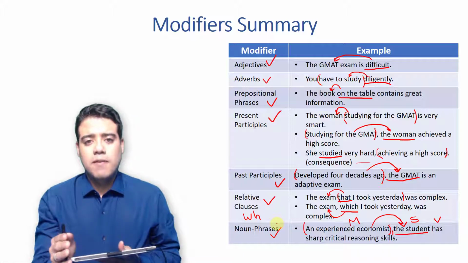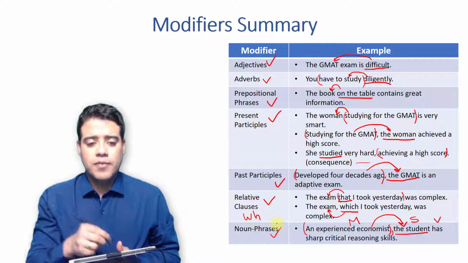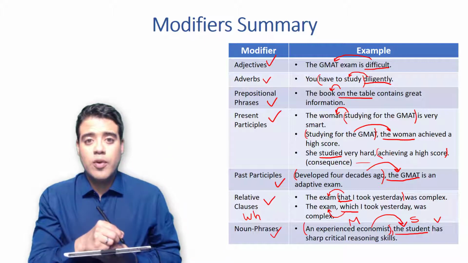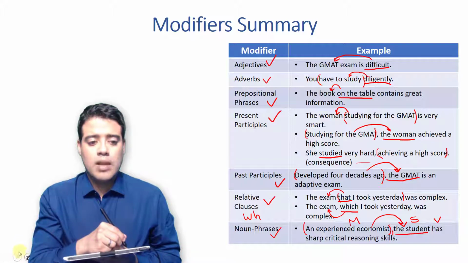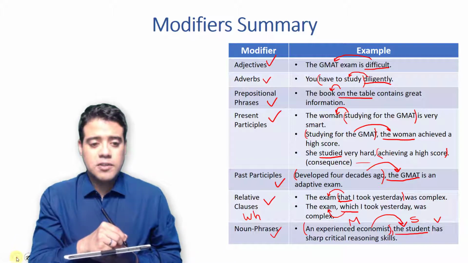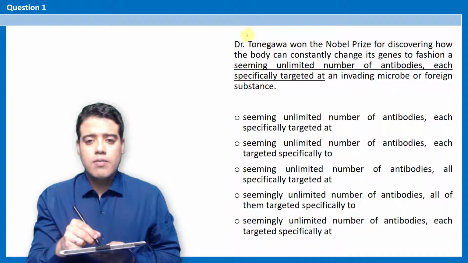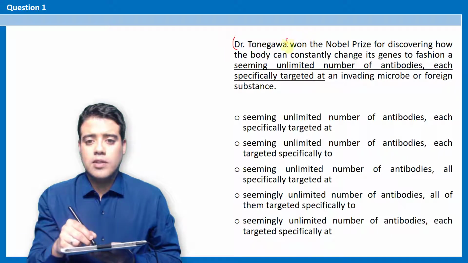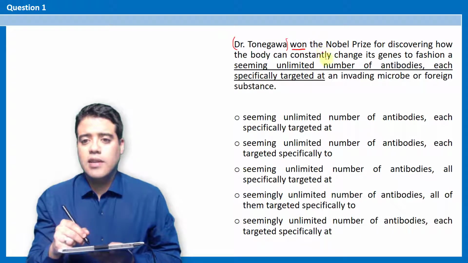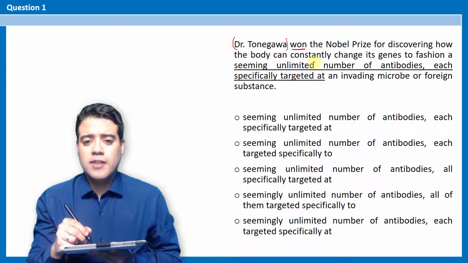Okay, so we will analyze each of these modifiers in a real context from now on. So I'm going to show you real GMAT questions in which we will apply these basic concepts. Let's begin with question 1. So here, you must always look for the subject and the verb. Remember what we learned in the previous lesson. So Dr. Tonegawa, that's my subject, won the Nobel Prize for discovering how the body can constantly change its genes to fashion a seeming unlimited number of antibodies, each specifically targeted at an invading microbe or foreign substance.